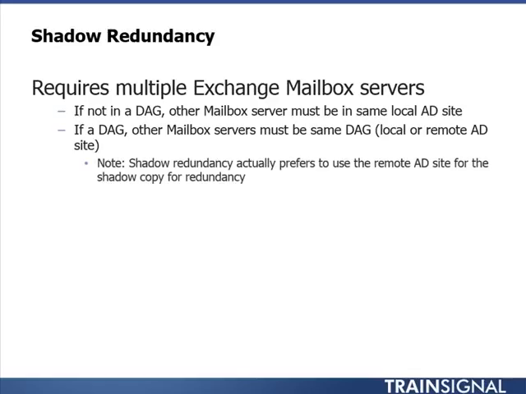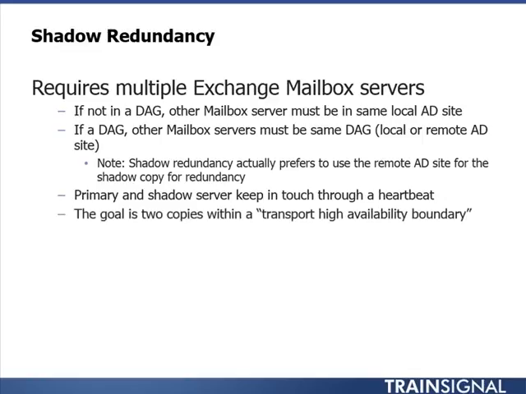In fact, shadow redundancy actually prefers to use the remote Active Directory site for the shadow copy for redundancy. And that makes sense, really, so it's nice to know that this is done by default. However, again, it's only if they are grouped together in a DAG that it will use the remote Active Directory site. If these are just mailbox servers that are sitting on their own, they're standalone, they're not part of a DAG, well, that's still going to work just fine in terms of shadow redundancy. It will use another server in the same Active Directory site. The primary and the shadow server, they keep in touch through a heartbeat, so this way they know that they're both still alive and working.